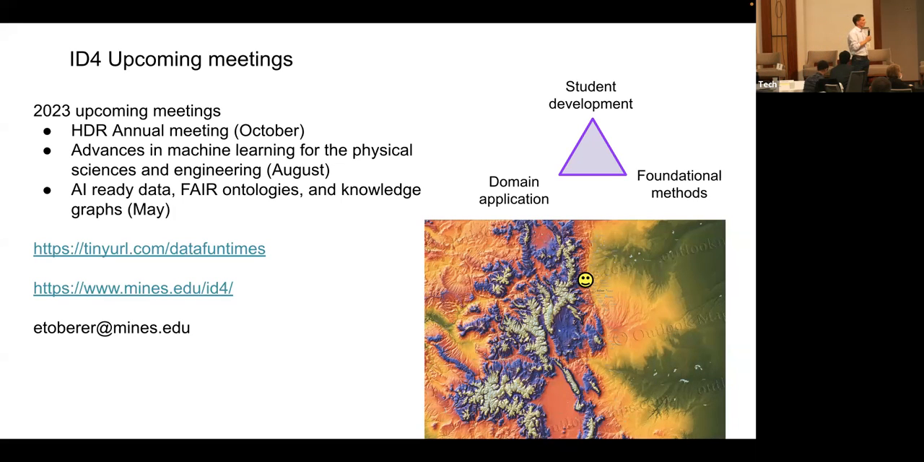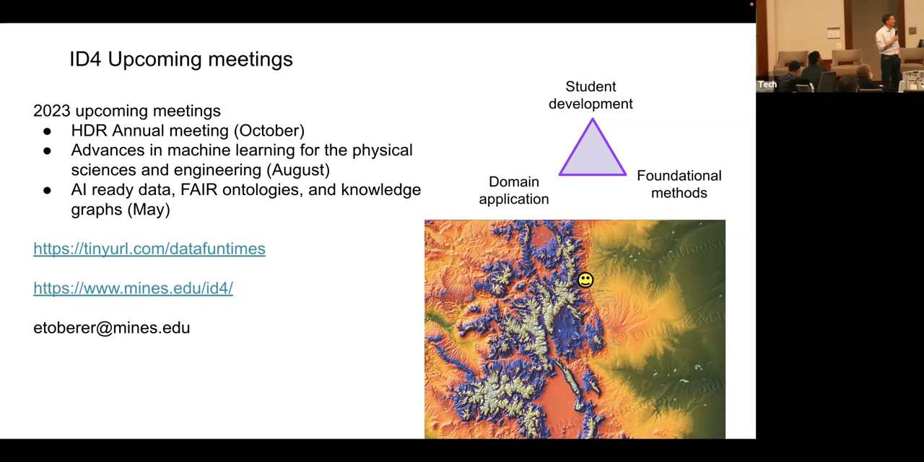My guess in terms of where we will lean is that if we think about the triangle that we literally just saw, I think I labeled it slightly differently, but you can think about student development, foundational methods, and domain applications. My guess is that we will tilt, compared to this meeting, more towards domain applications. So bring techniques you want to solve, bring ideas in that space.